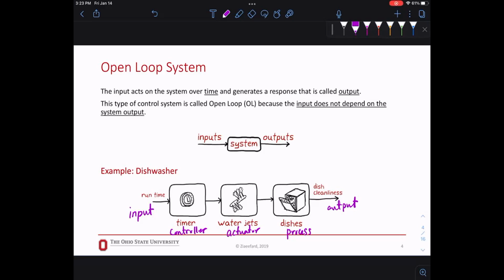Sometimes you have more components in between. We usually package these as our plant. There could be more things inside of it. So we can say we have input, a controller, a plant that could have actuators, the process, and a couple of other sensors, maybe, depending on the system. And there's an output. So make sure that you always identify these.